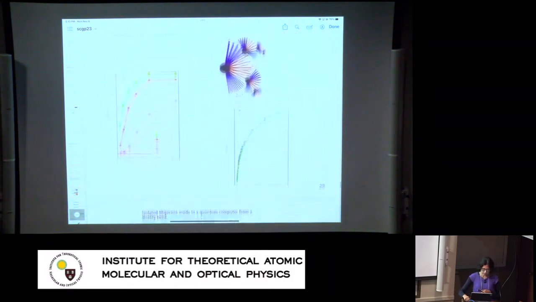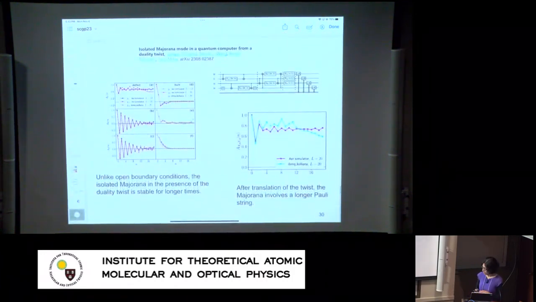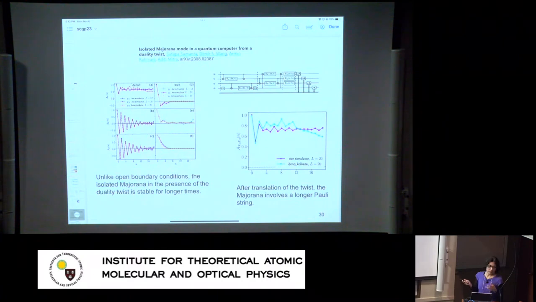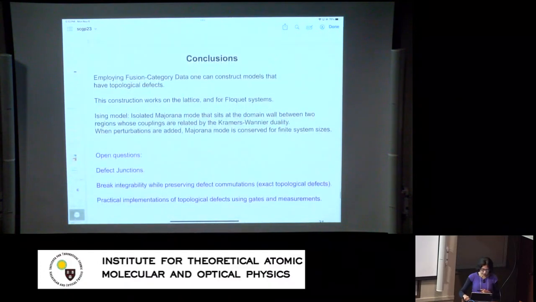As a result, when we did study this on the quantum computer, it was actually very easy to see. It was not at all like what you would see with the Floquet Ising model with open boundary conditions, where you would have had the thing decay immediately. Because it's isolated, it just stays there, and it's very easy to see it on the quantum computer. And this is the autocorrelation function on the quantum computer, which is living for a fairly long time.